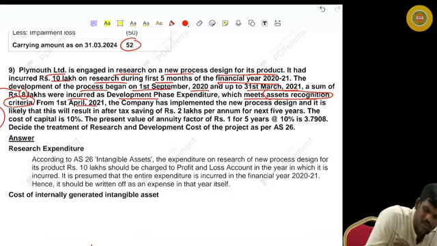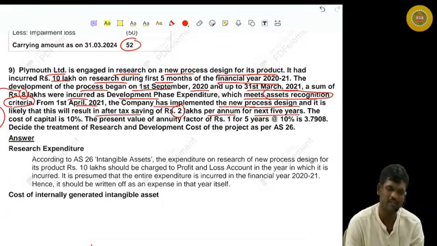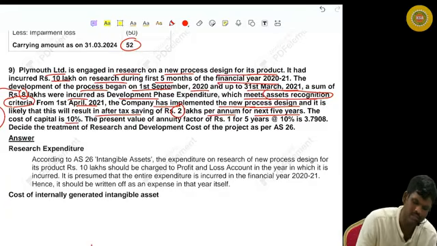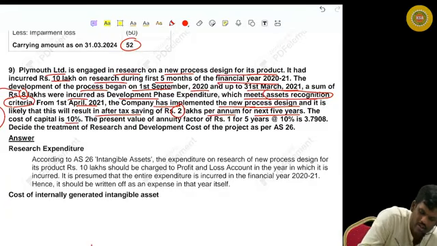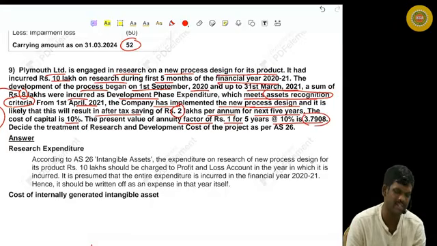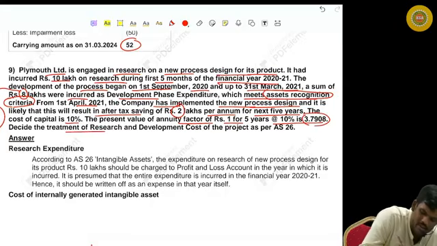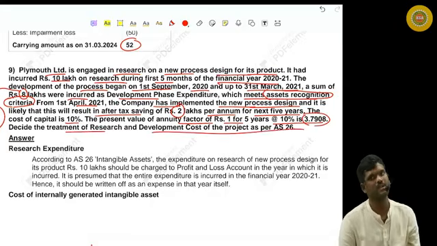From 1st April 2021, the company has implemented the new process, and it is likely that it will result in an after-tax savings of rupees 2 lakhs per annum for the next 5 years. The cost of capital is 10%. The present value of annuity factor of rupees 1 for 5 years is 3.7908. Decide the treatment of research and development cost of the project as per AS26.